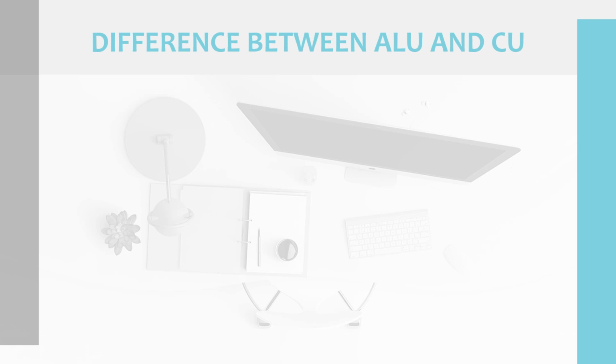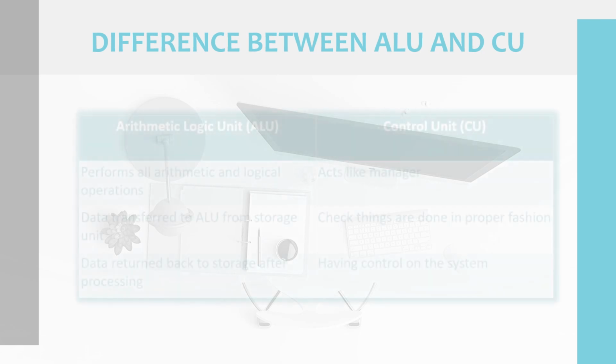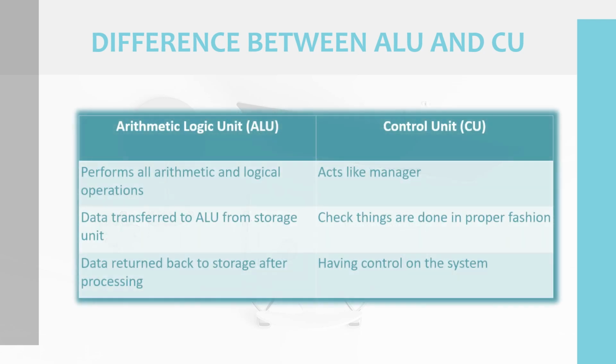So let's see the difference between ALU and CU. It's a very simple topic. ALU stands for arithmetic and logic unit, that we know, right? So basically ALU performs all the mathematical and logical operations. Mathematical operations like addition, subtraction, multiplication and division, and some other operations like logical operations and comparison operations.